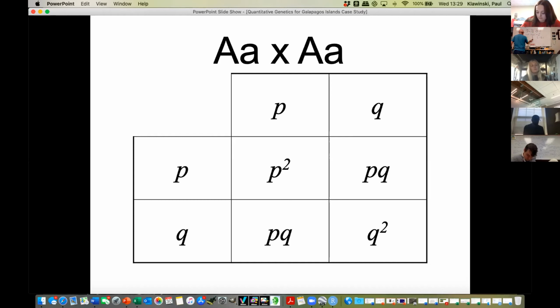So let's write down some conditions under which Hardy-Weinberg equilibrium will hold. What Hardy-Weinberg equilibrium basically says is that under certain conditions, allele frequencies do not change over time. What are some of the conditions under which this might happen?